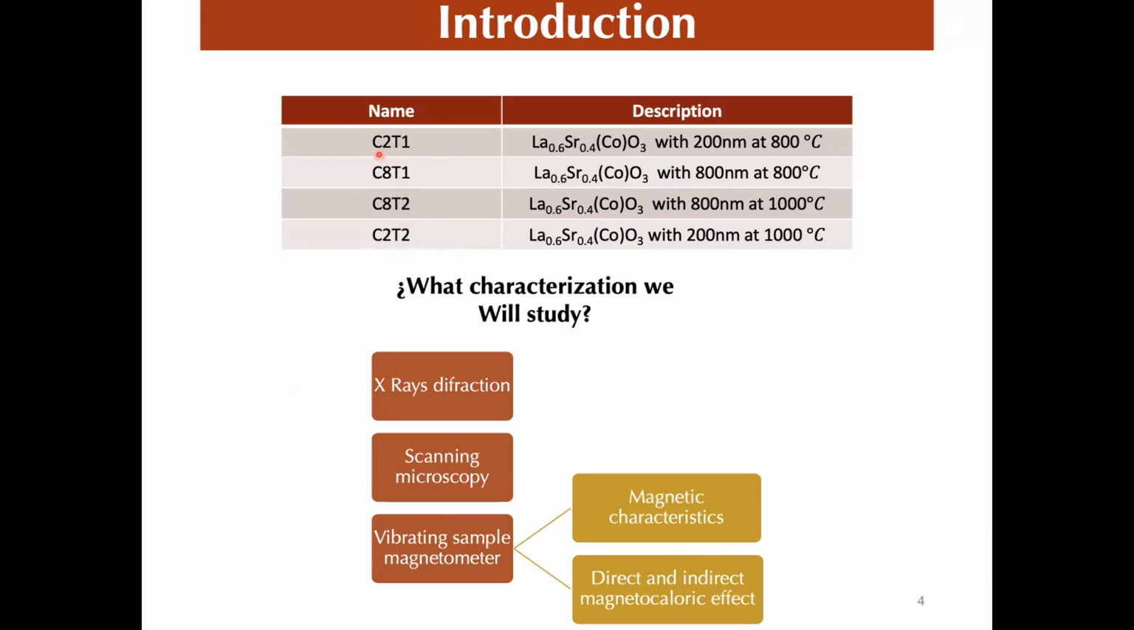What does this mean? C is for cobalt, 2 and H is for the size of the membrane, and T1 and T2 is for the thermal treatment. What characterization will we study? X-ray diffraction, scanning microscopy, and vibrating sample magnetometer, and from this one, we will study the magnetic characteristics and the indirect magnetocaloric effect.